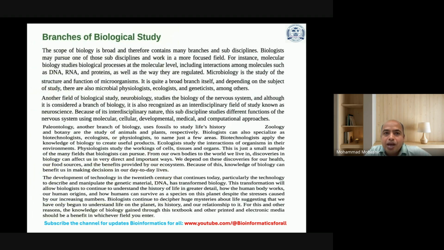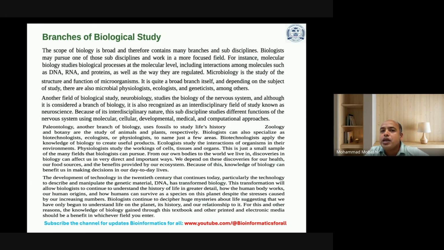Now, the branches of biological study, this is just to redefine what I have introduced earlier. So there are several branches of biology. Biologists may pursue one of those disciplines and work in a more focused way. For instance, molecular biology studies biological processes at the molecular level, including interactions among molecules such as DNA, RNA, protein, and so on. Microbiology studies the structure and function of microorganisms.